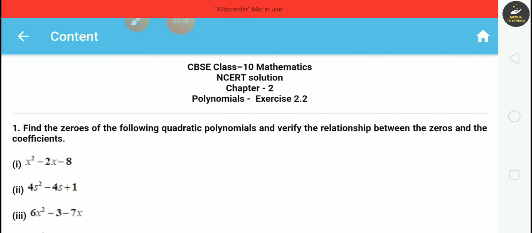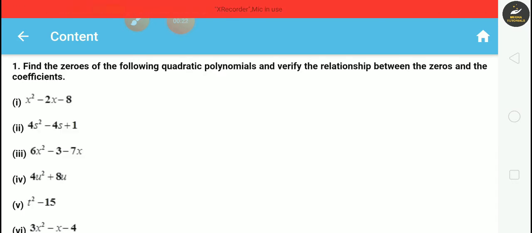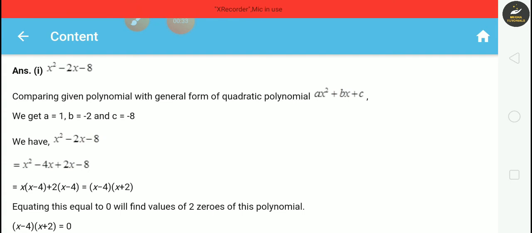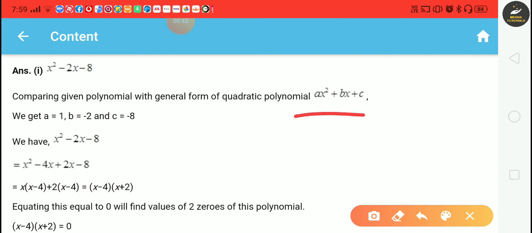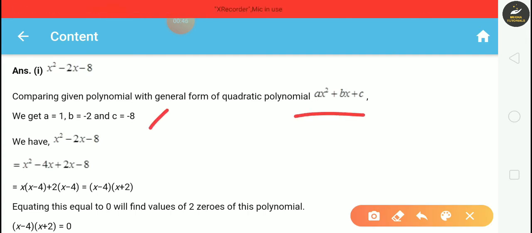Let us start with polynomials exercise 2.2. First question is, find the zeros of the following quadratic polynomials and verify the relationship between the zeros and the coefficients. First question is x square minus 2x minus 8. So comparing the given polynomial with the general form ax square plus bx plus c, we can write a is equal to 1, b is equal to minus 2 and c is equal to minus 8.